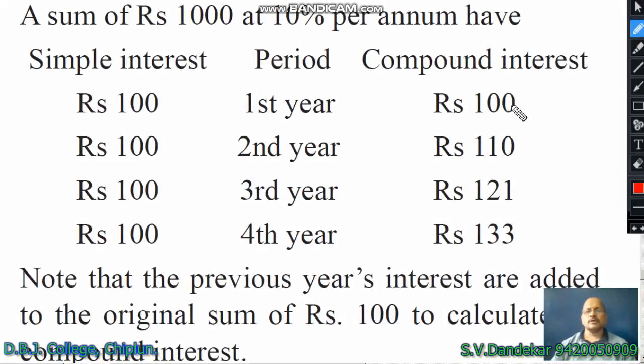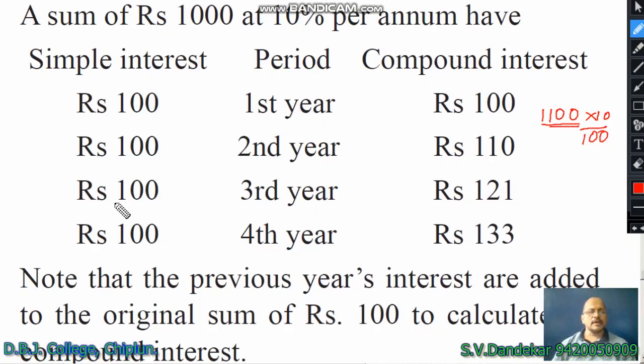This is because at the end of the first year, this 1000 rupees became 1100 along with this interest. Now for the second year, this is the principal value, and on this principal value interest is charged at the rate 10% and it becomes 110.